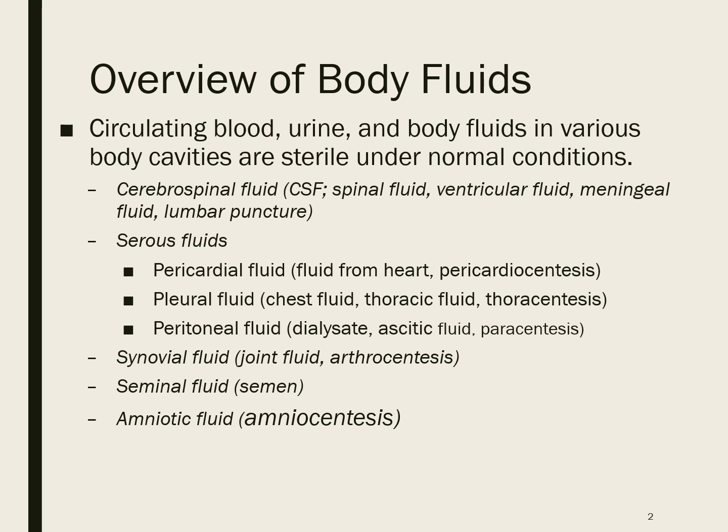Pericardial fluid comes from around the heart, and the method to collect it is called pericardiocentesis. Pleural fluid is around the lungs, and the collection method for that is a thoracentesis. Peritoneal fluid is the fluid within the abdominal cavity, which is also called dialysate. Its collection method is paracentesis.